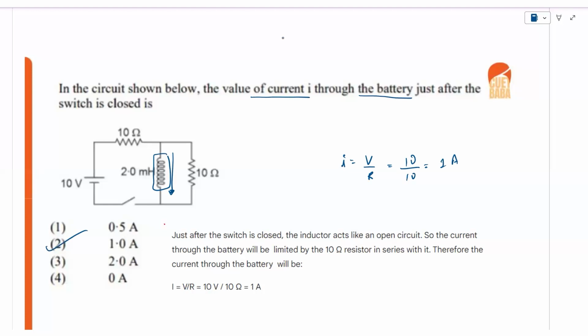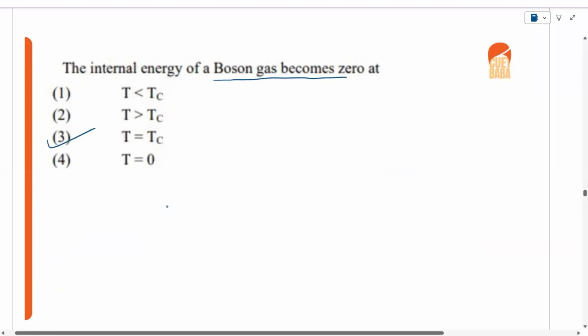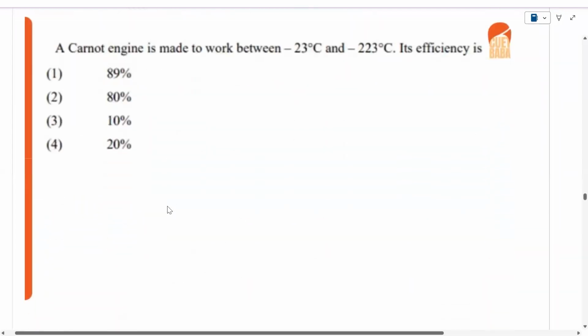Now, let us move to the next question. The internal energy of bosons becomes zero at T equals Tc, critical temperature. Boson energy is zero. A Carnot engine is operating between these two temperatures, and its efficiency is asked.